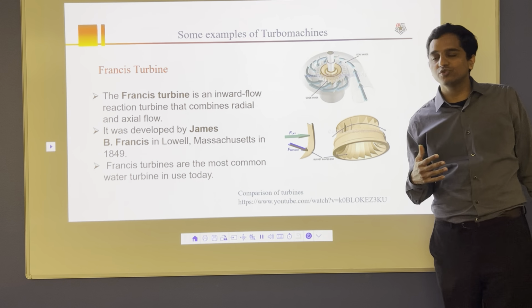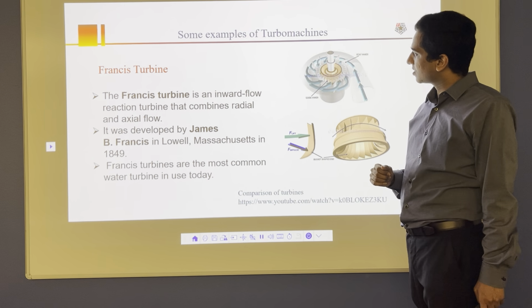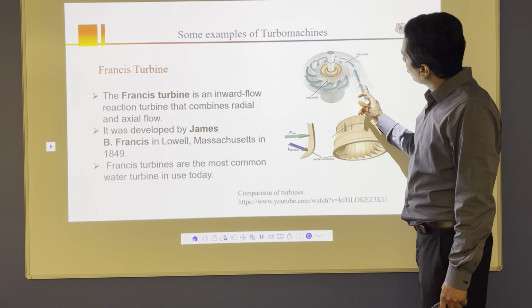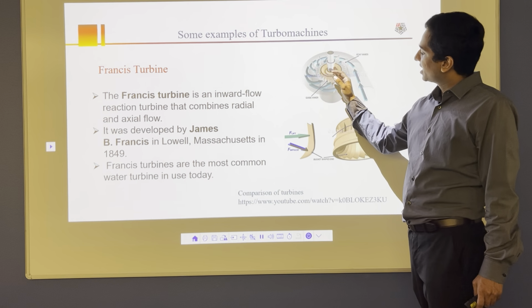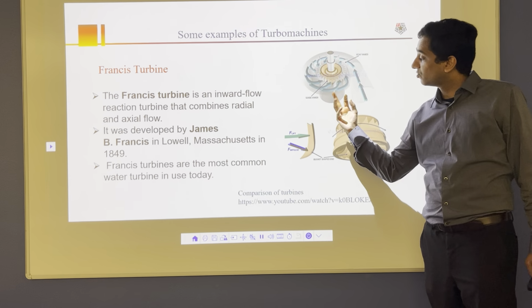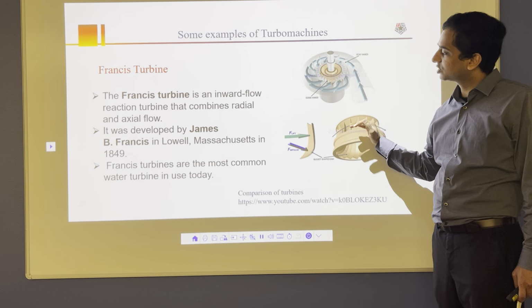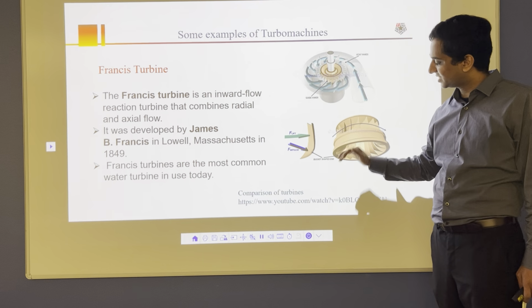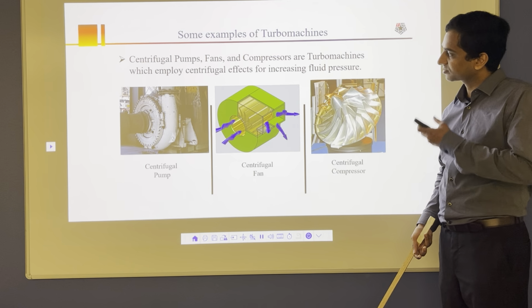If you have been to the Hoover Dam in Nevada, they employ this kind of Francis turbine. In a Francis turbine, the flow enters radially and exits axially, rotating the blade. As it rotates, you can convert that mechanical energy into electrical energy. So that's your Francis turbine, a widely used device. There are some videos of turbines you can find on the blackboard.